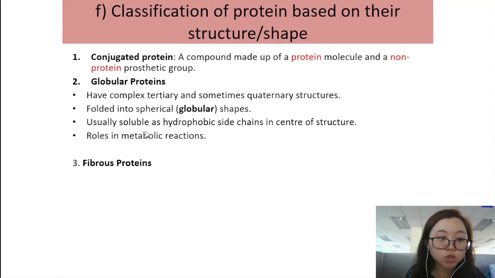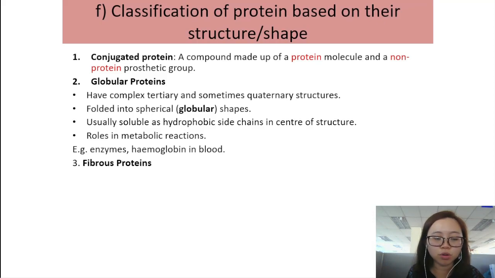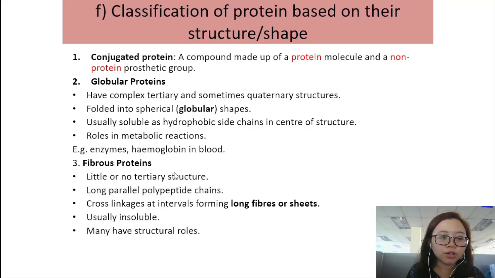Globular proteins are usually water soluble because the hydrophobic side chain is inside, not outside. So yang outside is the hydrophilic ones or normal, non-charged. Okay, and then they have roles in metabolic reactions. Examples of globular proteins are enzymes and hemoglobin in blood. Third classification of protein is fibrous proteins.